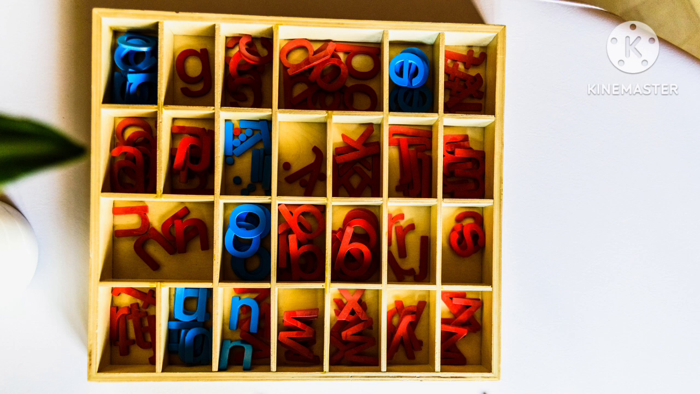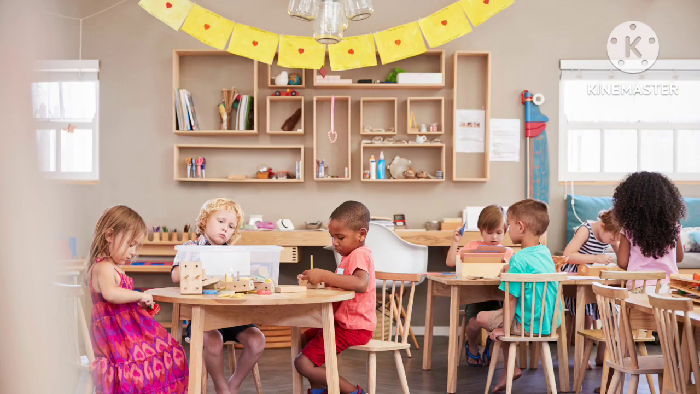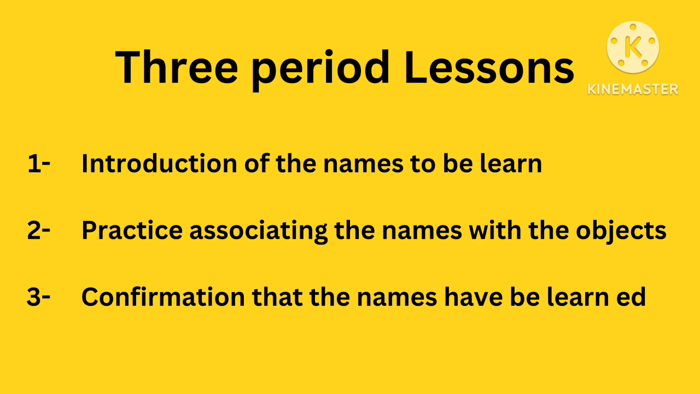The special material also plays an important role in aiding the child to develop the powers of communication and expression, of organization and classification, and the development of thought. Three period lessons. One, introduction of the name to be learned. Two, practice associating the names with the object. Three, confirmation that the names have been learned.